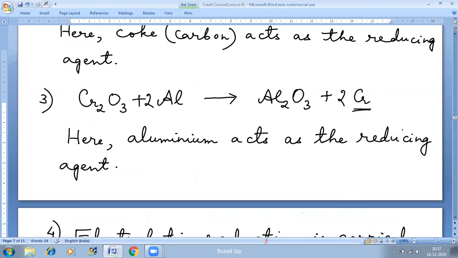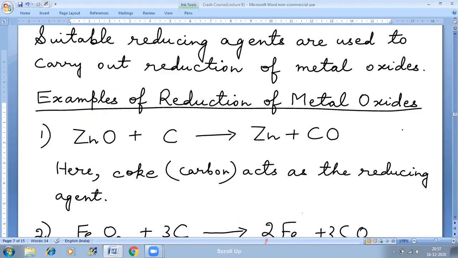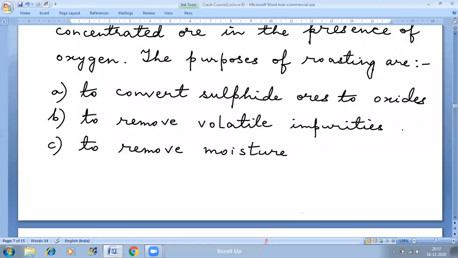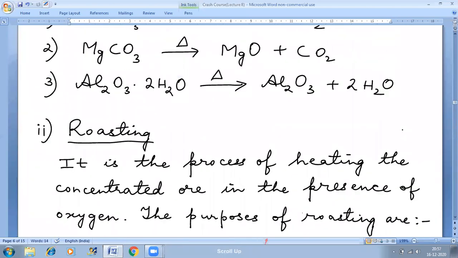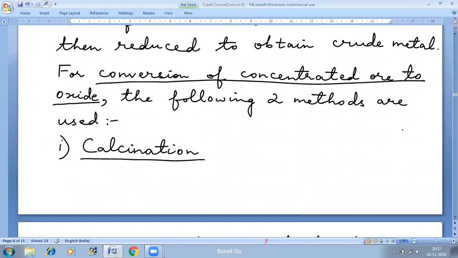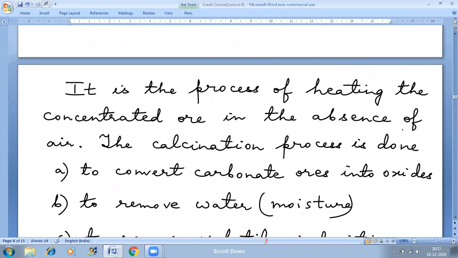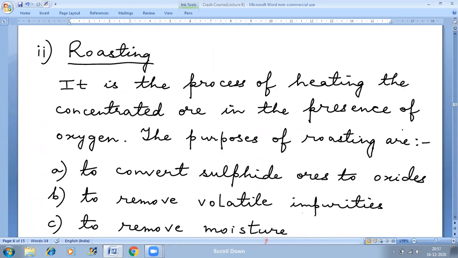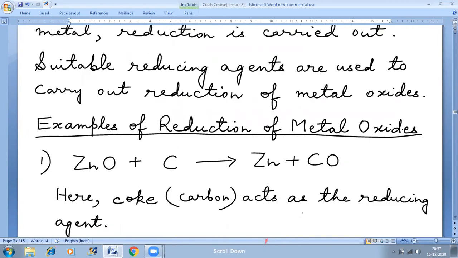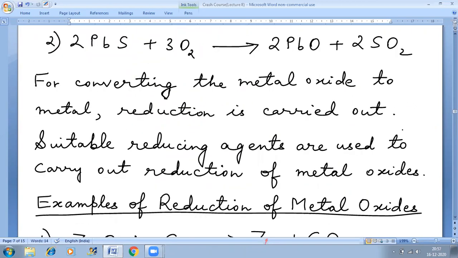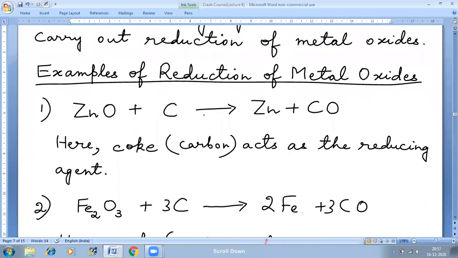So with this, we complete the reduction process. Extraction has been completed. That is the third step of metallurgy has been completed. Right? So what did we do under extraction? In extraction, first thing we did was calcination. The second thing we did was roasting. After calcination and roasting, we started the reduction of metal oxides. So reduction of metal oxide is carried out. After you have done calcination or roasting, you will do the reduction of the metal oxide. And these are the examples of reduction of metal oxide.